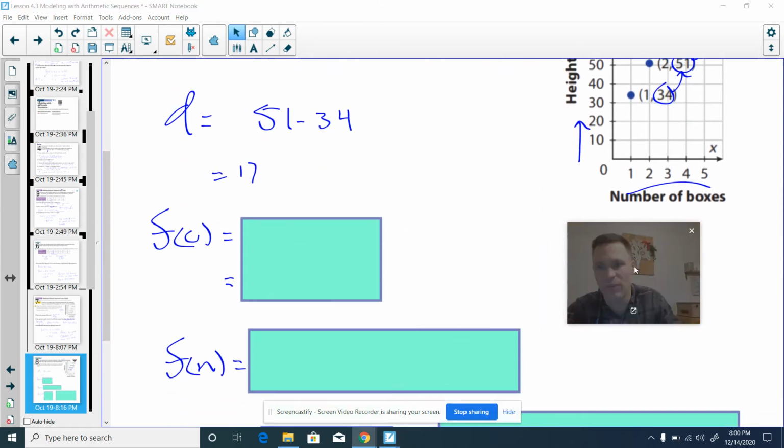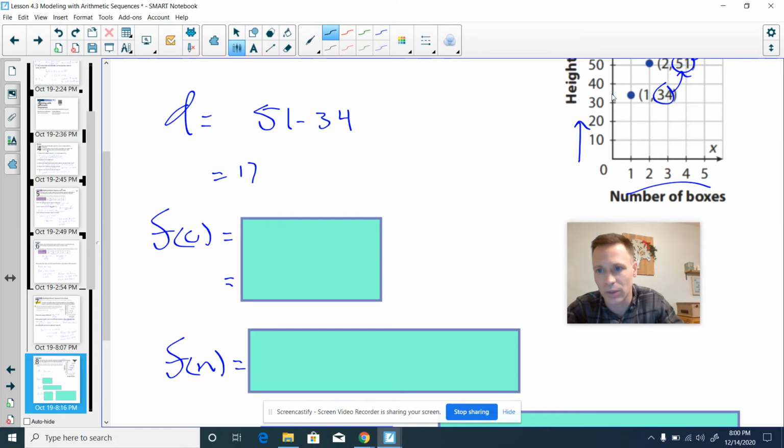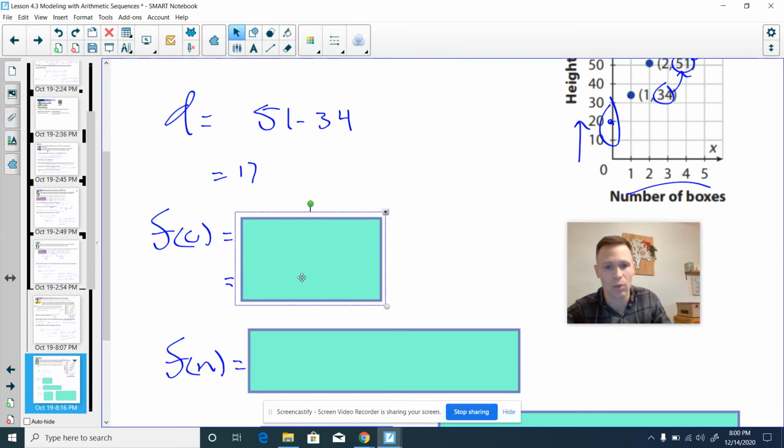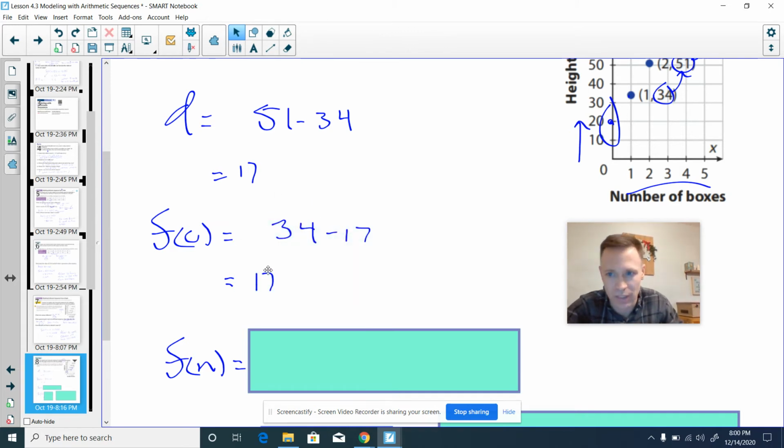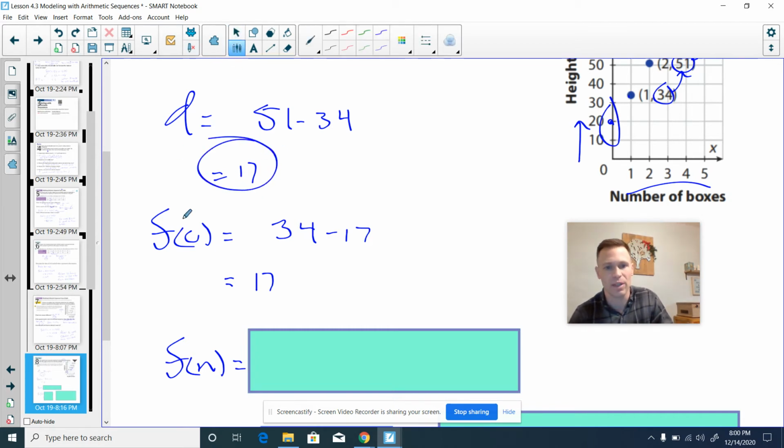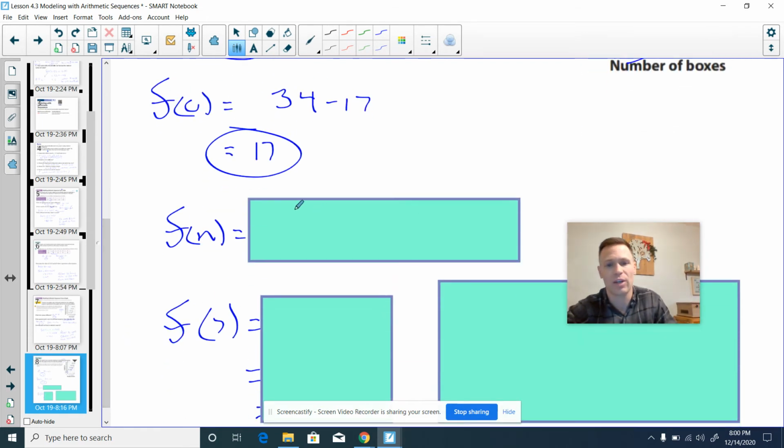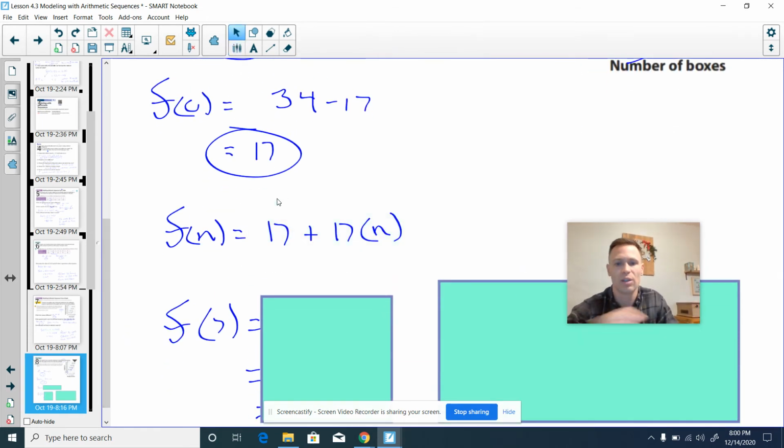Now I have to use that to find my f of 0, and on the graph, what we're really doing is figuring out where this next point falls. It's going to fall somewhere in here, probably right in there. So I'm going to take 34 and subtract 17 to go back one. 34 minus 17 is 17, so it's pretty close to where I had it at 20. So now we have what we need. We have our common difference and our f of 0, and they're both the same number. It's just a coincidence. So now I can write my rule. My rule is f of n is equal to 17 plus 17n.